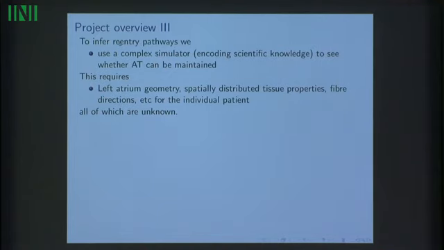We want to infer re-entry pathways, so we're going to use some sort of complex atrial tissue simulation to do this. That simulation is going to encode the scientific knowledge in some way. But in order to use this simulation, we require all sorts of things we don't know, like geometry, tissue properties, and fiber directions.